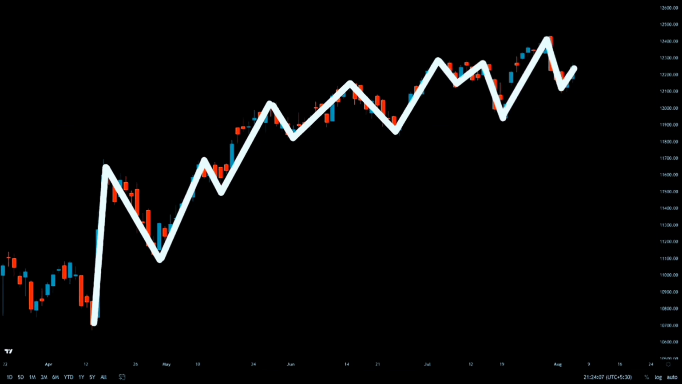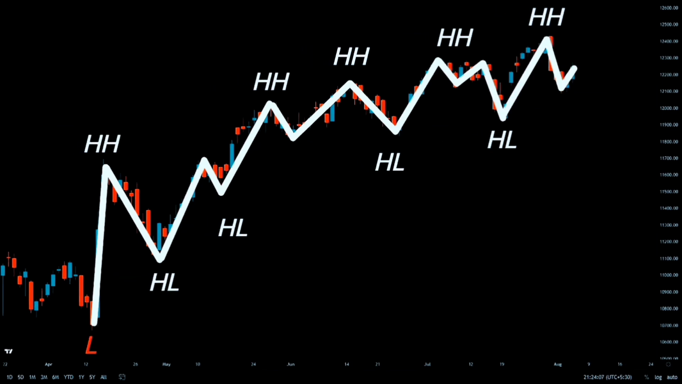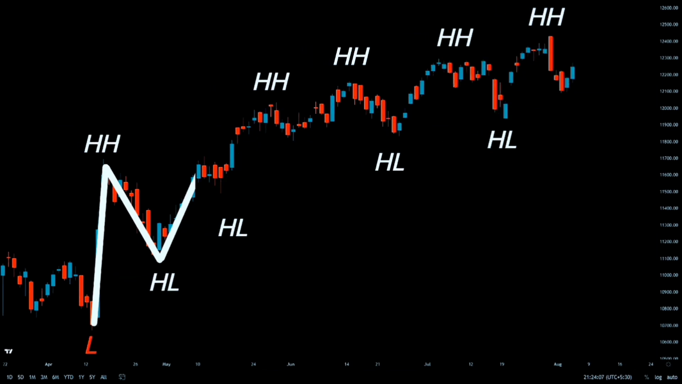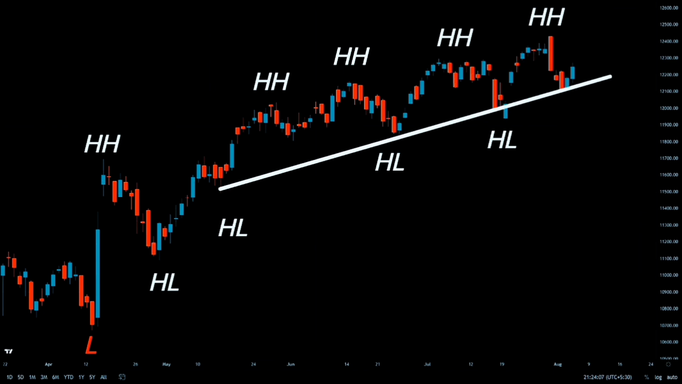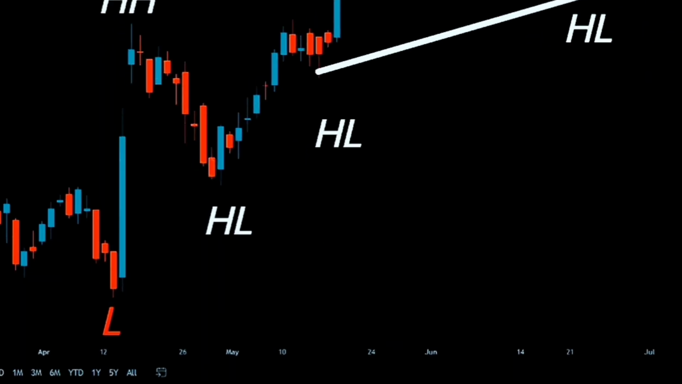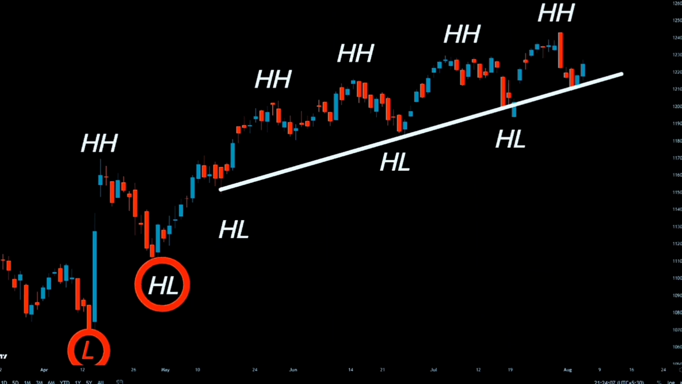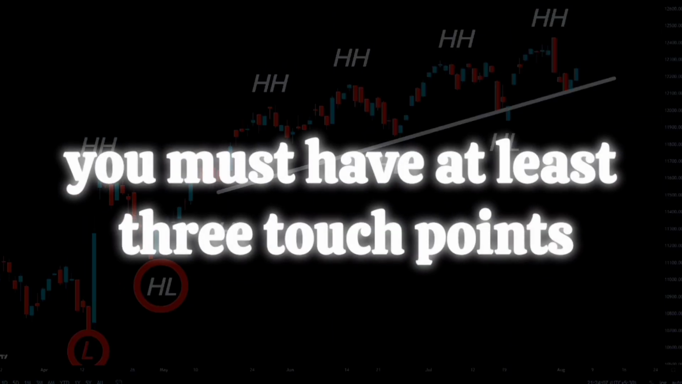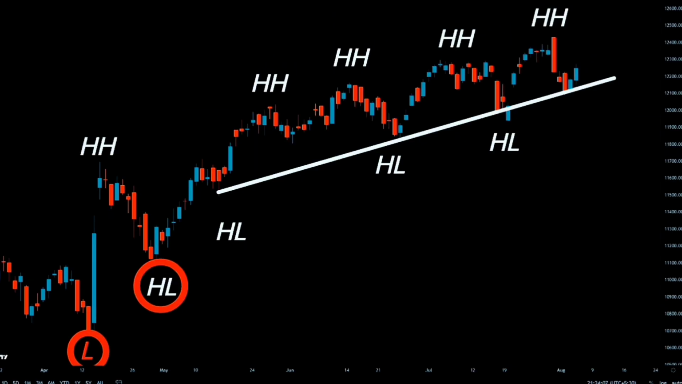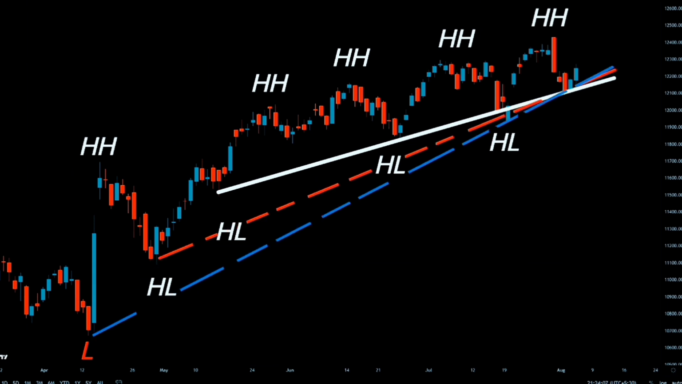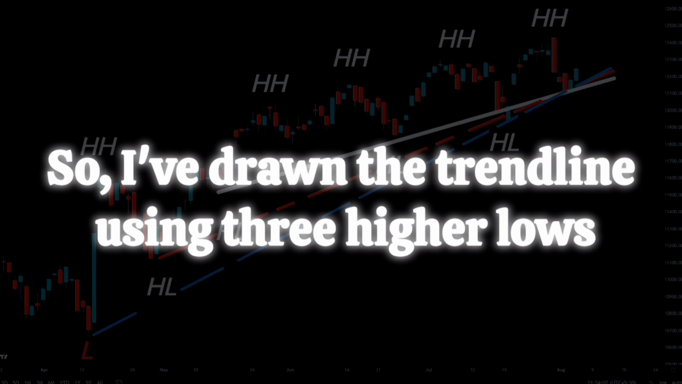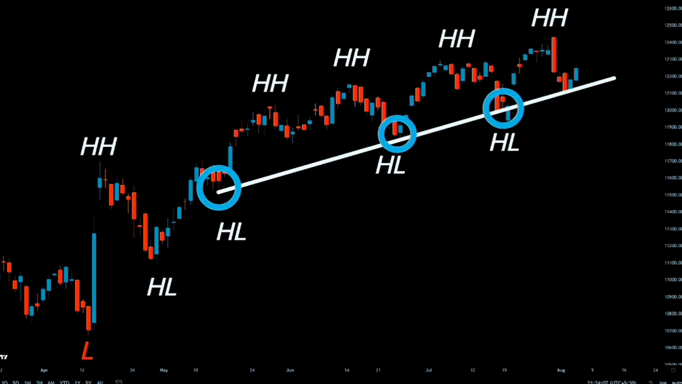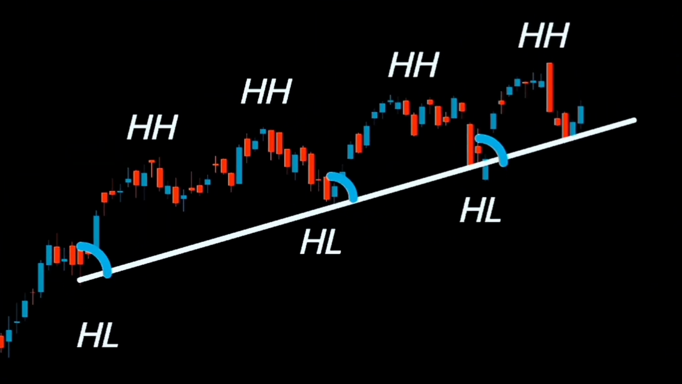Let's see another example. In this chart, you can see the stock is in an uptrend, forming higher highs and higher lows. Here, we've drawn a trend line, but this time, we didn't include the low or 1 higher low. As I mentioned earlier, you must have at least 3 touch points when drawing a trend line. If, in this situation, we used these 2 points, we wouldn't get maximum touch points. So, I've drawn the trend line using 3 higher lows. Now you'll notice that this green candle broke the trend line. Does that mean the trend line is wrong?